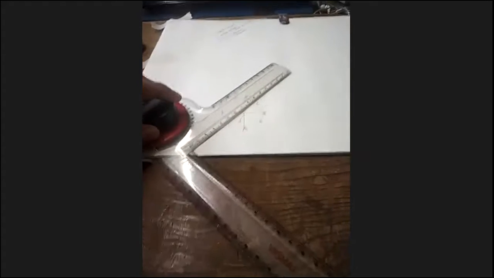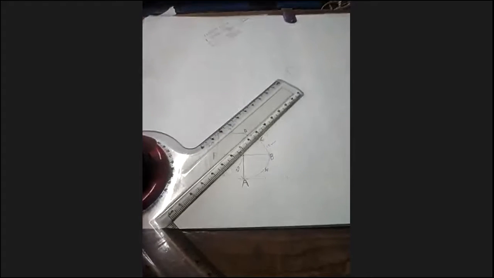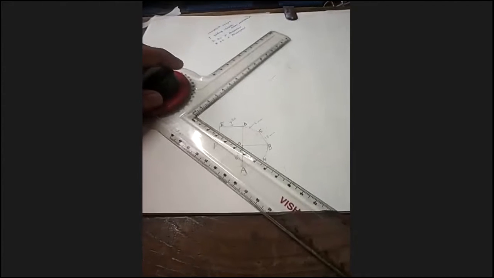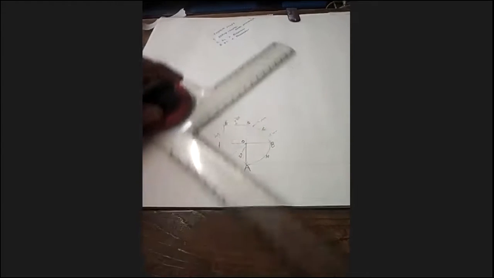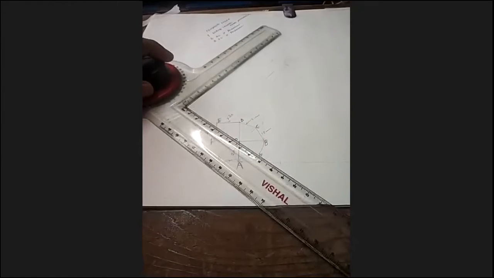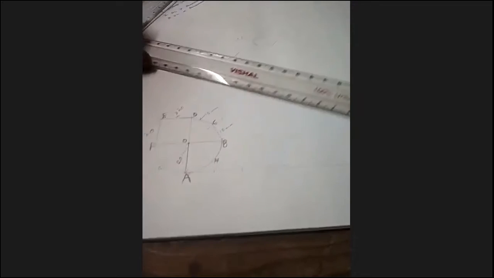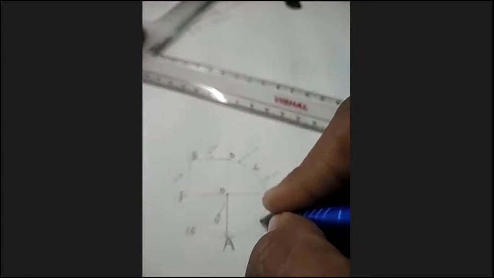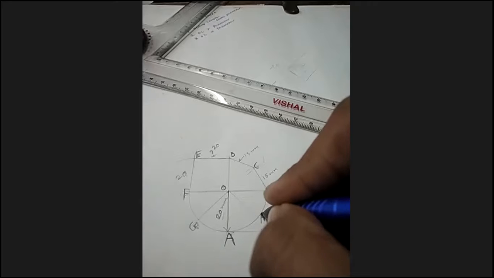Again, from this line, I got another division. Within a second, I got my 2 divisions. Got it? Like this. Okay. So I have got this division and then I will give these points names also, G and H.